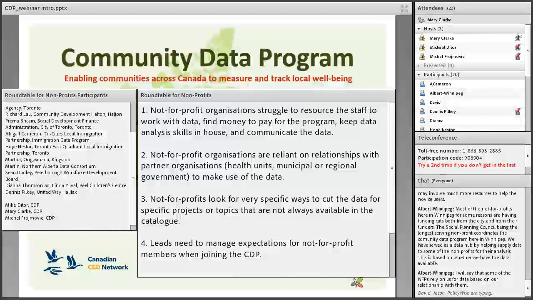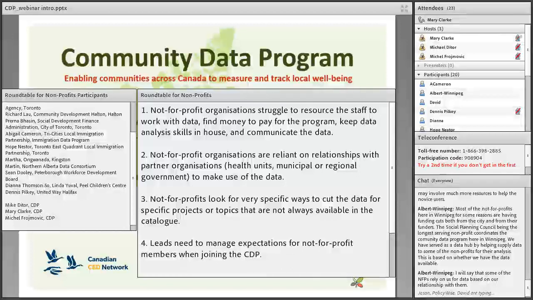But this idea that you experience this, or maybe you are on the provision end of this, in that not-for-profits don't tend to have enough resources to join the program, pay their fees, get in there, download data, do some analysis with it, and then produce something. Rarely on their own do they actually have the skills or the budget to follow through on that.